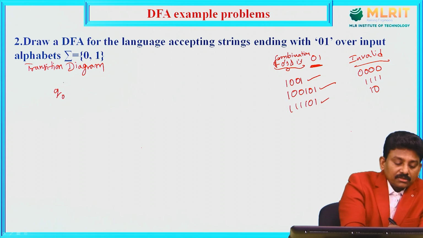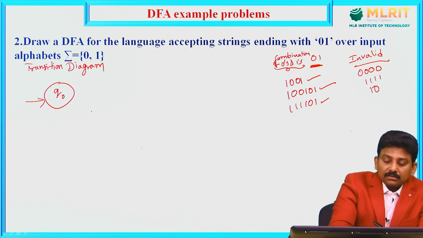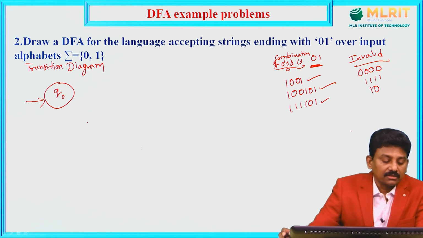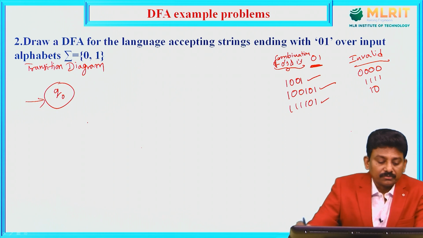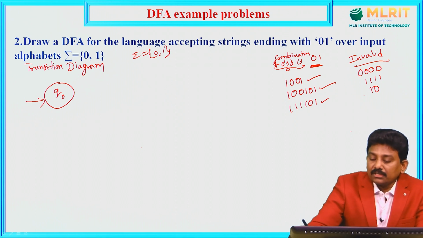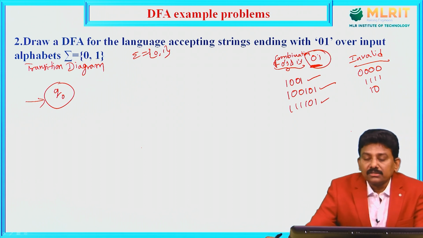Initial state Q0. For Q0 in a DFA, for every state and every input symbol, we need to define the transition. So, delta on Q0, Q0 on 0. The input alphabet is 0, 1. So, Q0 on 0. Here, the last two symbols are 0 1.